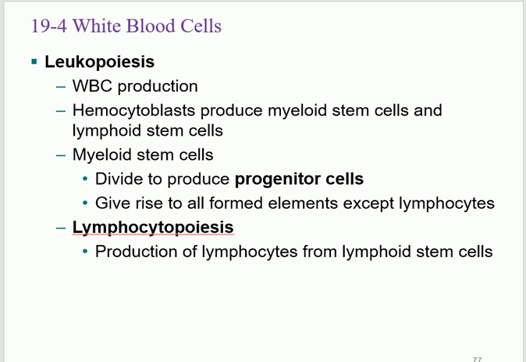All cells come from the myeloid. The only exception is one of the white blood cells, which comes from the lymphoid stem cells. What is it? The name gave it away. It's called lymphoid stem cells. Which cells? Lymphocytes, yes, lymphocytes. So what does it give us? Lymphocytes. Everything else, myeloids.